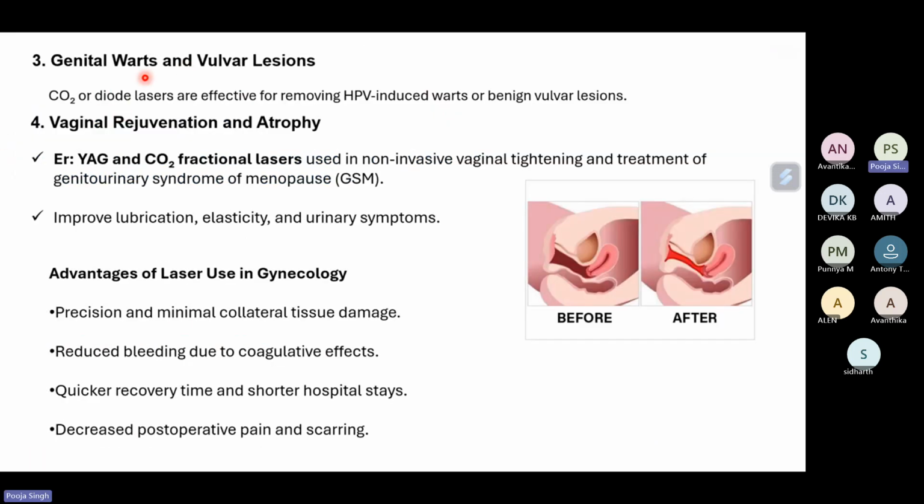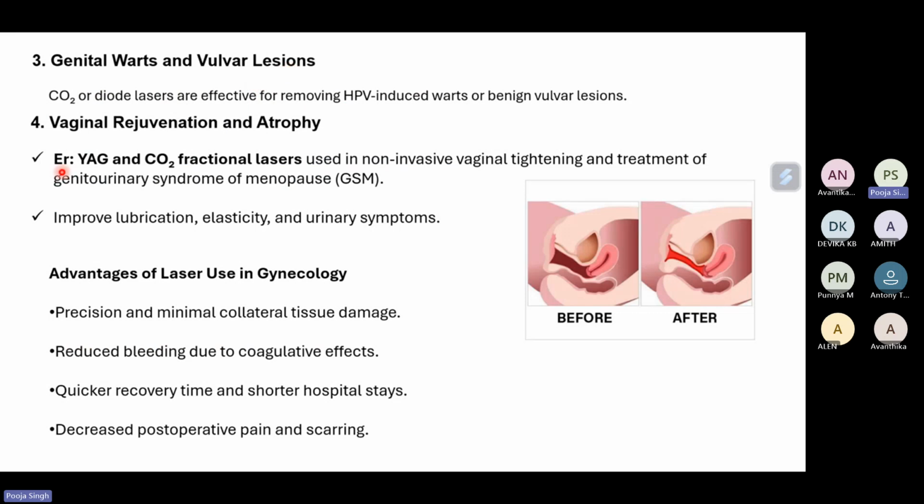Then here also genital and vulvar lesions. So CO2 or diode laser, we can use it. These are all the things we can use the CO2 laser for, in improving your urinary symptoms and improving the lubrication process. So what are the advantages of this laser use in gynecology?